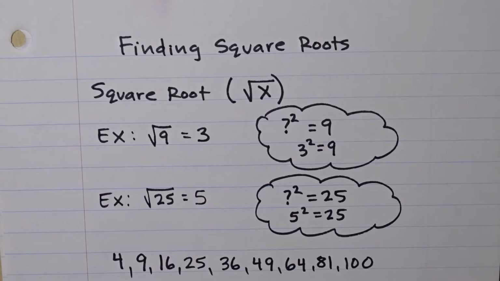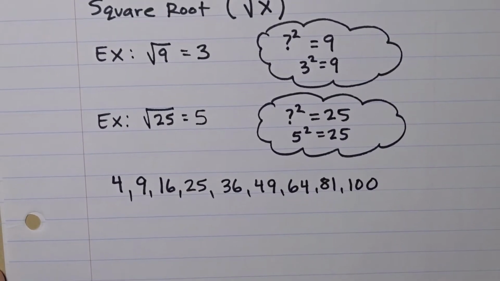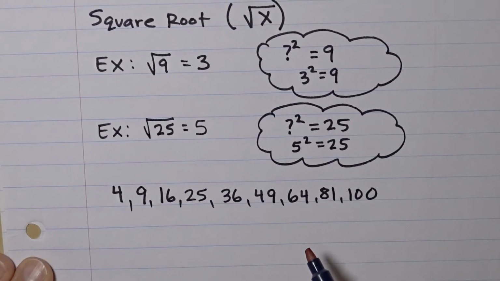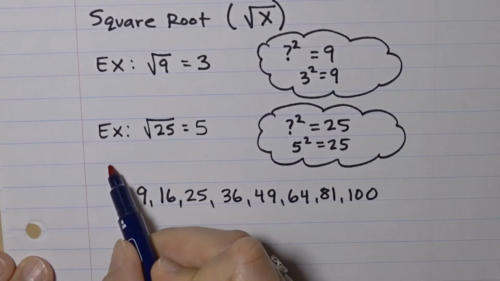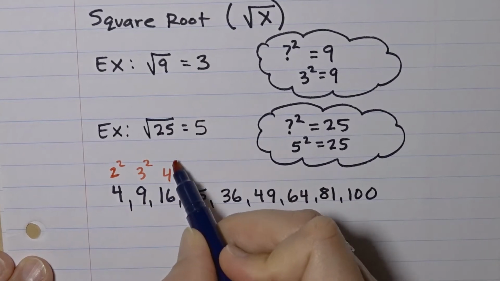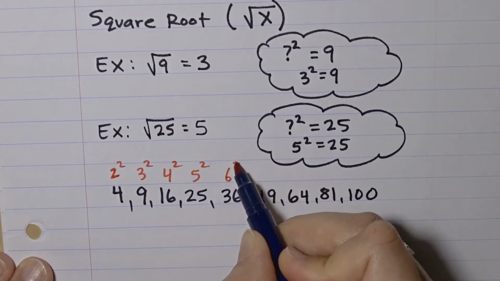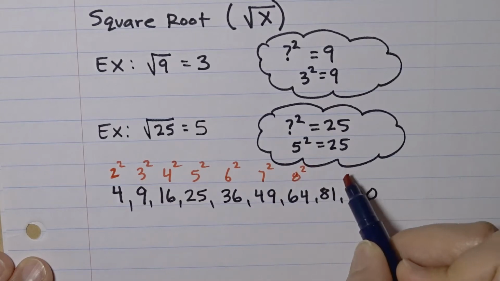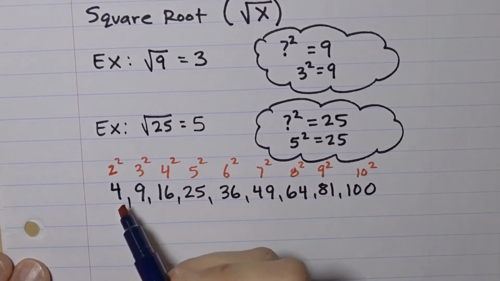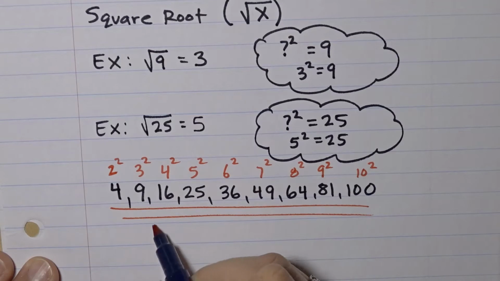What do all these numbers have in common? These are all the numbers that you get when you multiply a number by itself. Okay? And this is a very, very special list of numbers. These are called perfect squares. That's 2 squared. That one is 3 squared. That one's 4 squared, 5 squared, 6 squared, 7, 8 times 8, 9 times 9, and 10 times 10. These are called perfect squares.